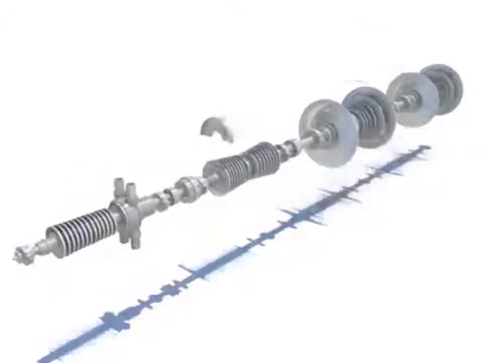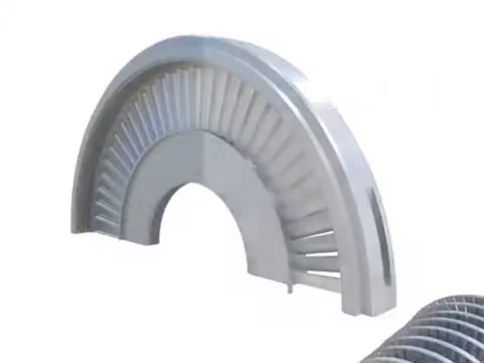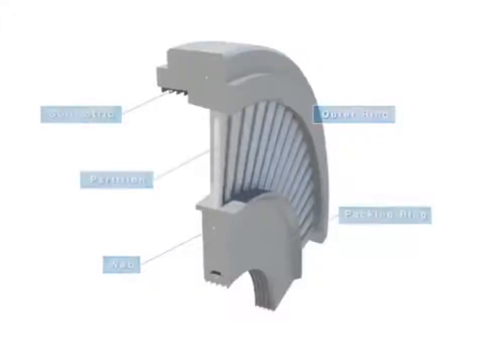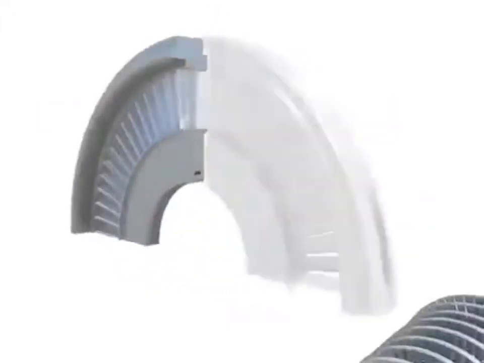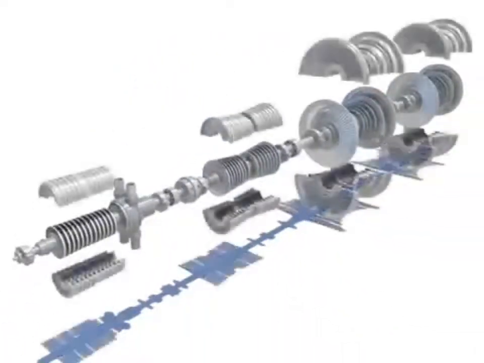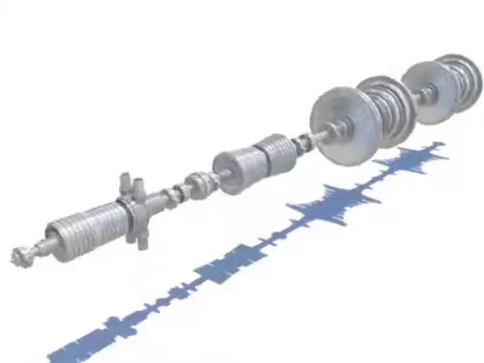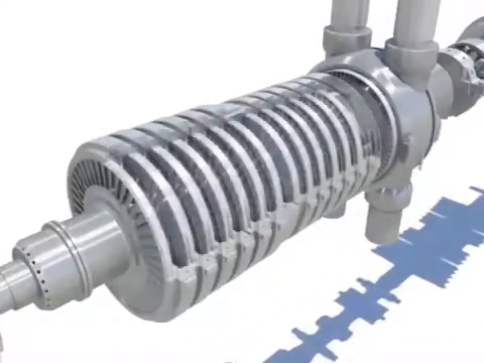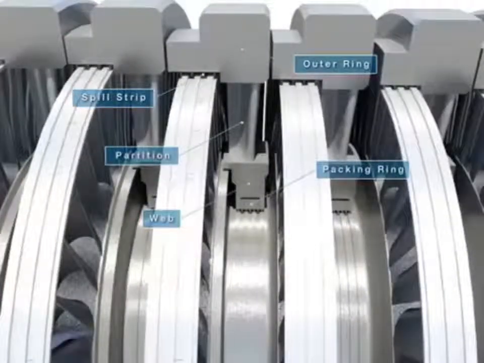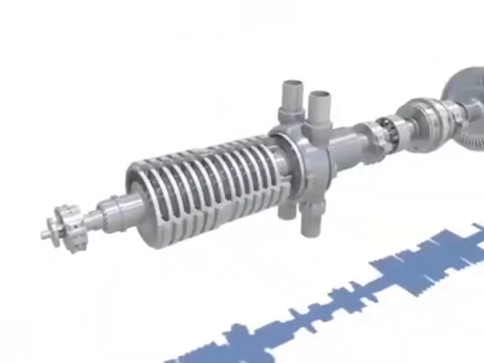The diaphragm changes thermal energy of steam into kinetic energy. The diaphragm consists of the partition, outer ring, web, spill strip, and packing ring. The partition holds the web up by welding to the outer ring and web. The outer ring bears the partition and makes space for the spill strip to locate. The web bears the partition and makes space for the dowel pin and packing ring to locate. The spill strip reduces leakage steam between the rear of the bucket and diaphragm, and the packing ring reduces the leakage steam between the rotor and diaphragm.